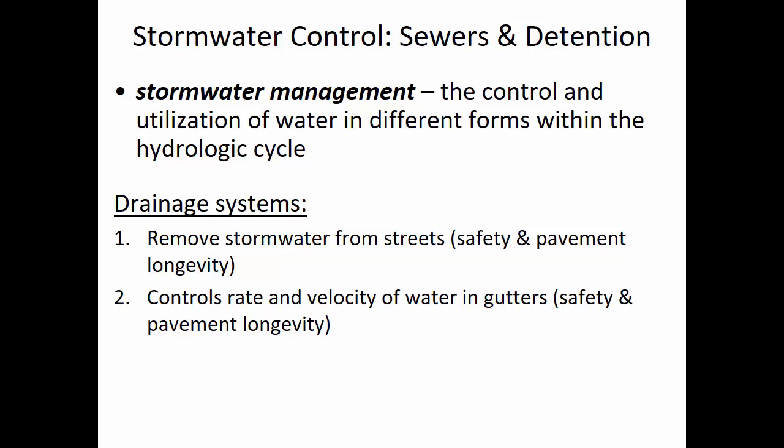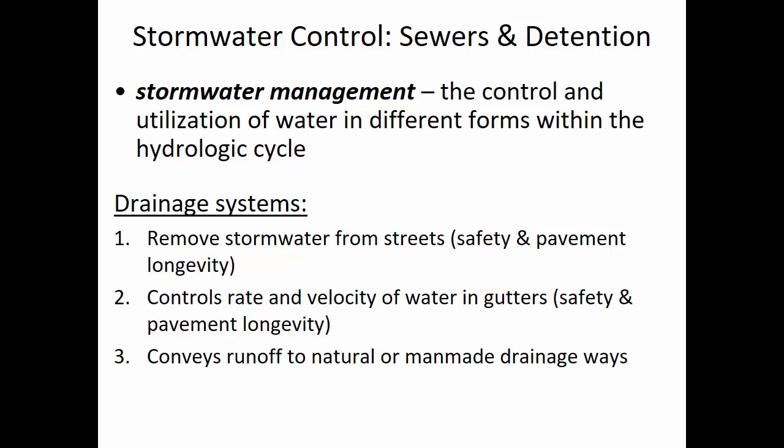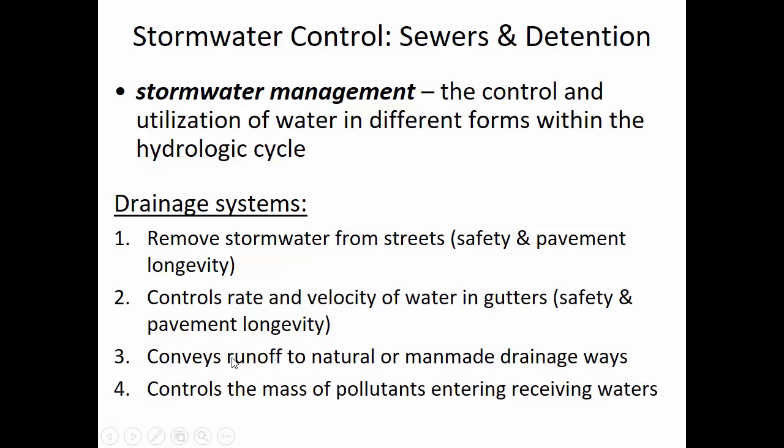And so if you reduce the velocity of water in a gutter, for instance, then that can help to prevent scour of the concrete gutter. Priority 3 is to get the water where it needs to be going, so natural or man-made drainage ways.